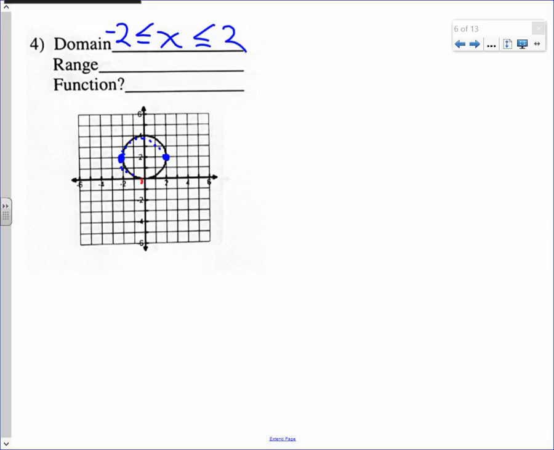Y-axis, I'll do it in red. Lowest value y can be is there. Highest value y can be is right there. Y can be greater than or equal to 0. Beautiful. Less than or equal to 4. We're rocking and rolling. Questions? Beautiful. Thank you, Ms. Otis.